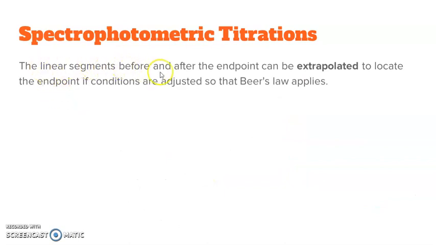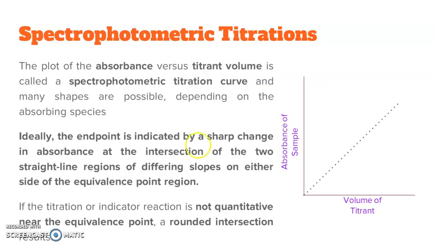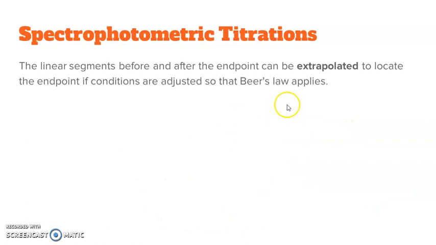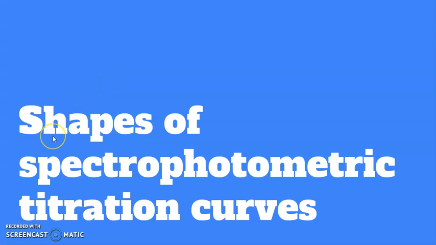The linear segments before and after the endpoint can be extrapolated to locate the endpoint if conditions are adjusted so that Beer's law applies. So if there is no sharp endpoint, if there is a rounded intersection between the two straight lines and they are not meeting at a sharp point, then we need to extrapolate to locate the endpoint. Coming to the shapes of spectrophotometric titration curves, here we will understand the intersections or the rounded shapes.